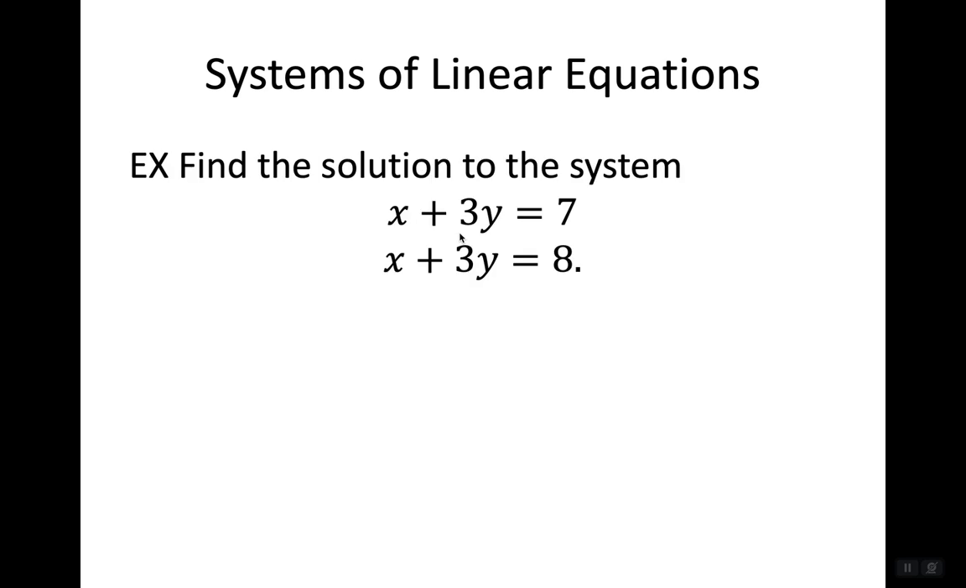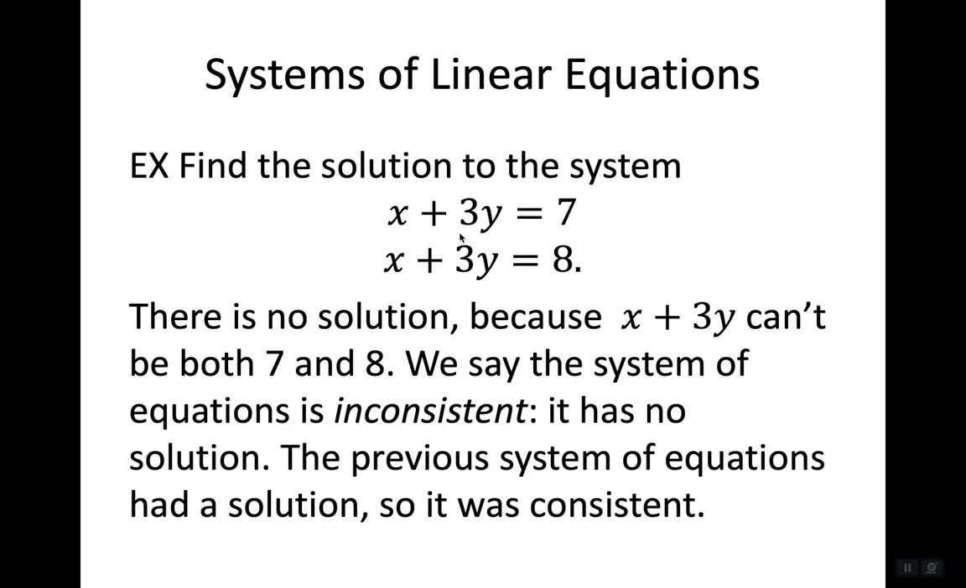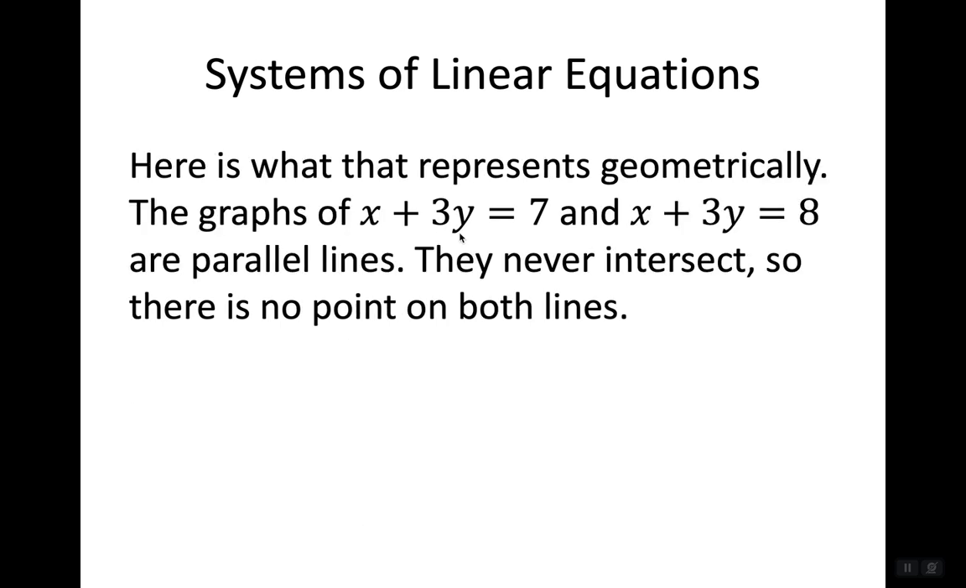Find the solution of the system x plus 3y equals 7, x plus 3y equals 8. There's no solution because x plus 3y can't be both 7 and 8. We say the system of equations is inconsistent. It has no solution. The previous system of equations had a solution, so it was consistent.